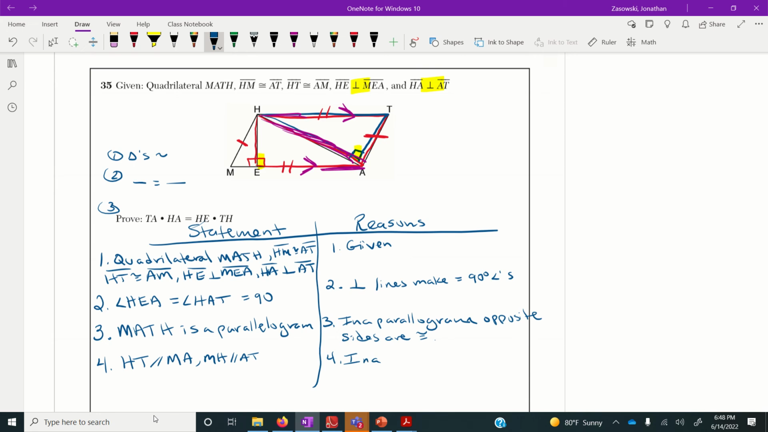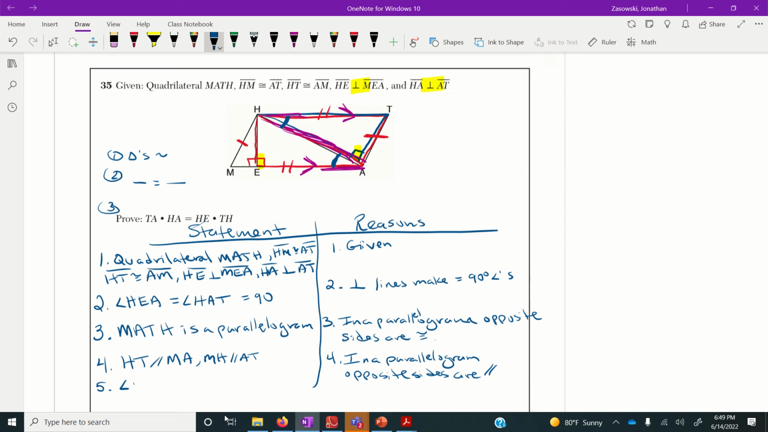So in a parallelogram, I feel like I wrote parallelogram. Opposite sides are parallel. And then we can get our two angles equal here. So now we'll be able to get the angles in the Z equal.